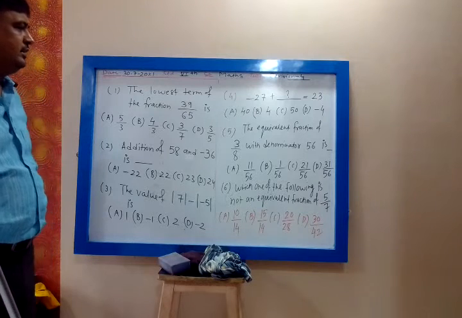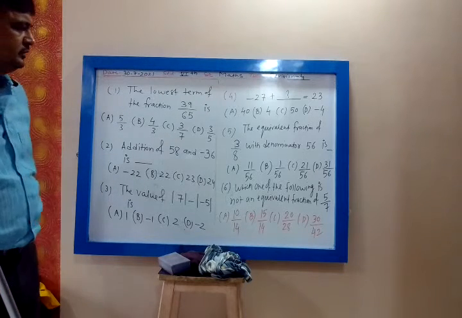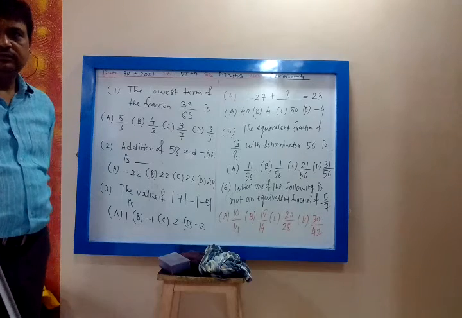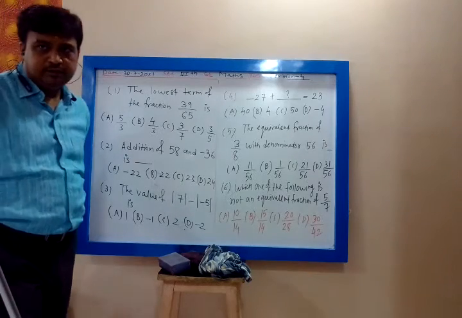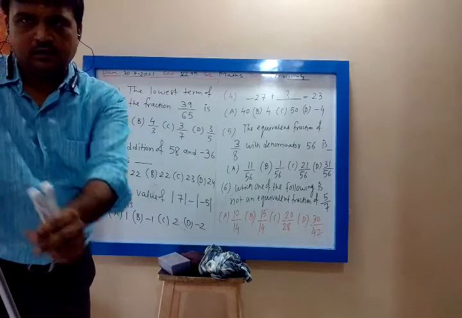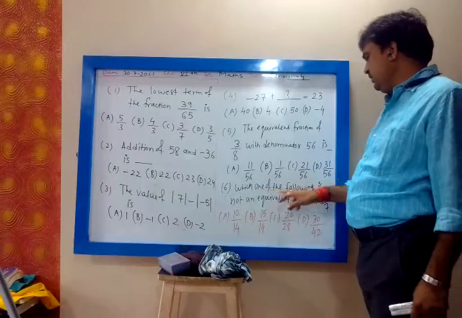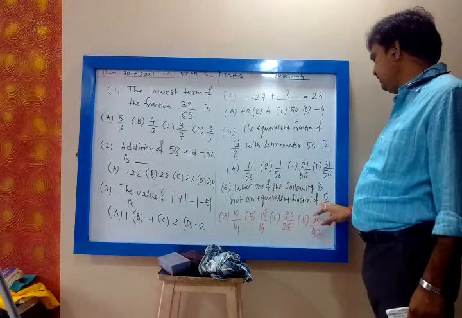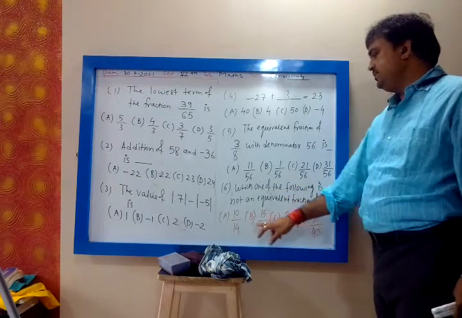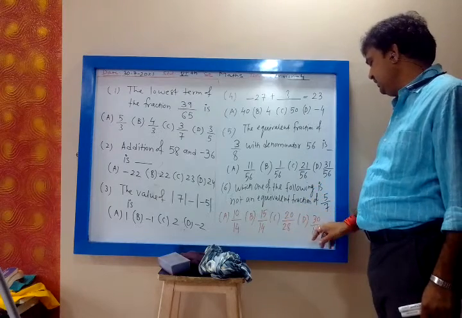Yes, 2 more minutes I will give. Then we'll start the fifth question. Sixth one: which one of the following is not an equivalent fraction of 5 by 7? Option A 10 by 14, B 15 by 14, C 20 by 28, D 30 by 42.